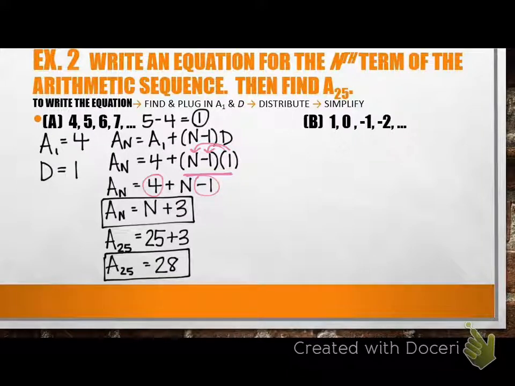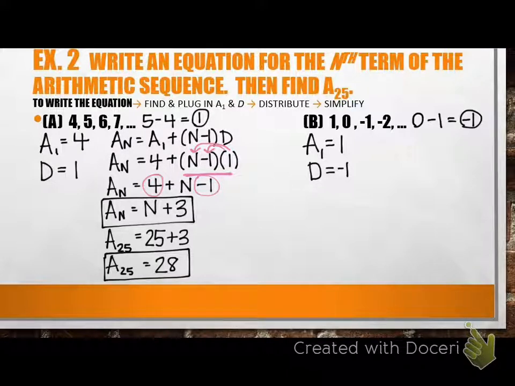Let's look at letter B. What are the first two things we have to find in order to write this equation? A sub 1 and your D, or your common difference. So what is A sub 1 for this problem? 1. The first term in the list is a 1, so A sub 1 equals 1. Now, how did you find the common difference of this one? Tell me exactly what you subtracted. 0, the second term, minus 1, the first term, gave you a common difference of -1. So your D equaled -1.